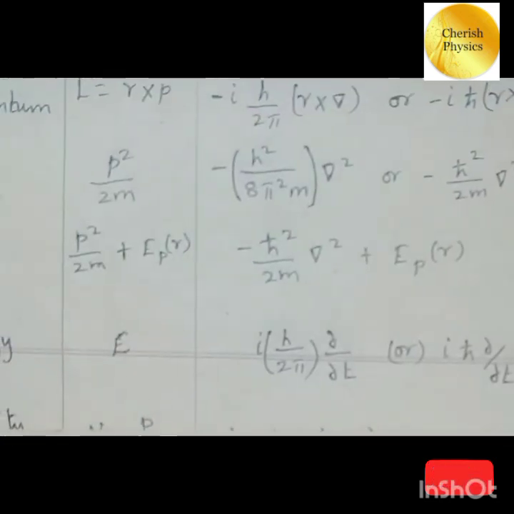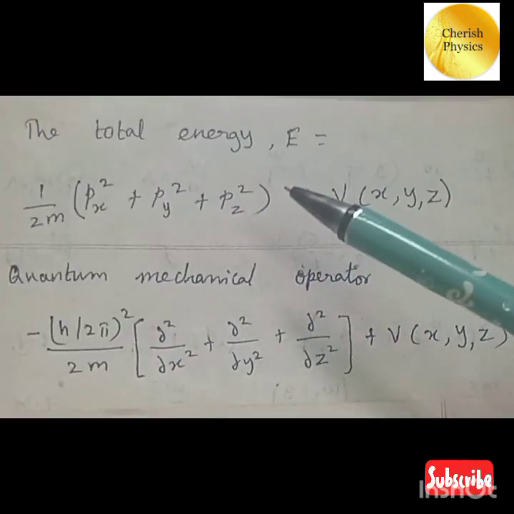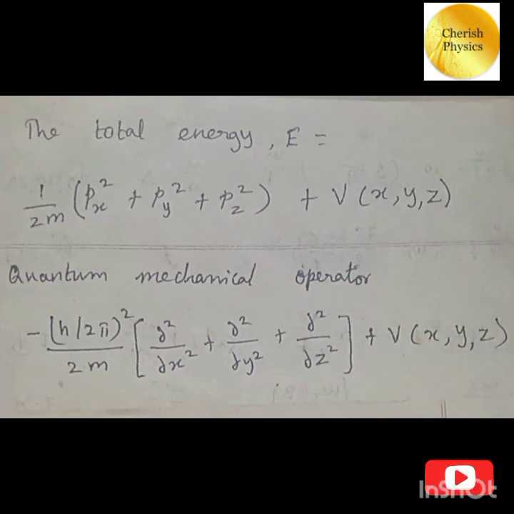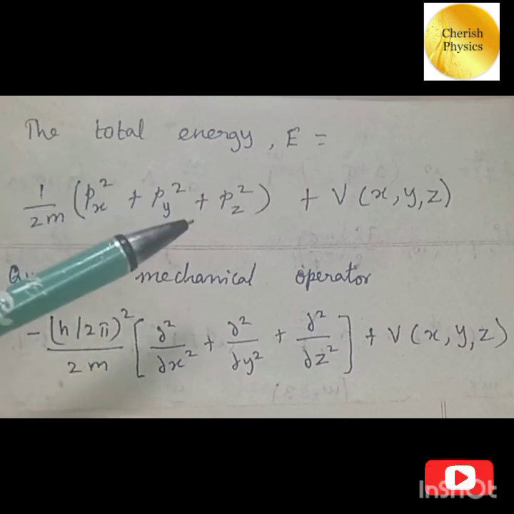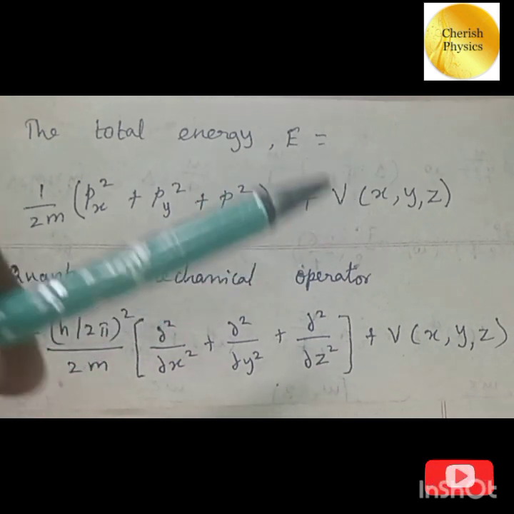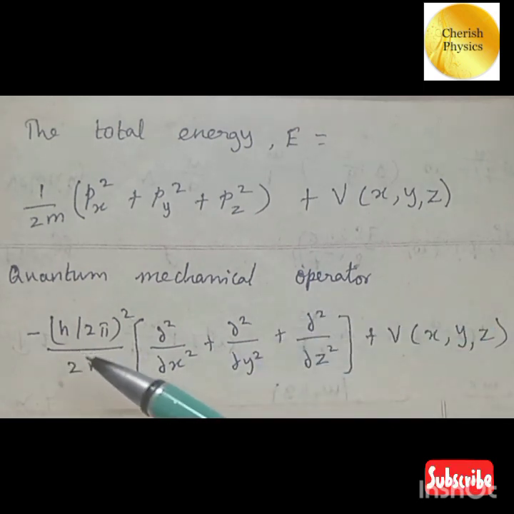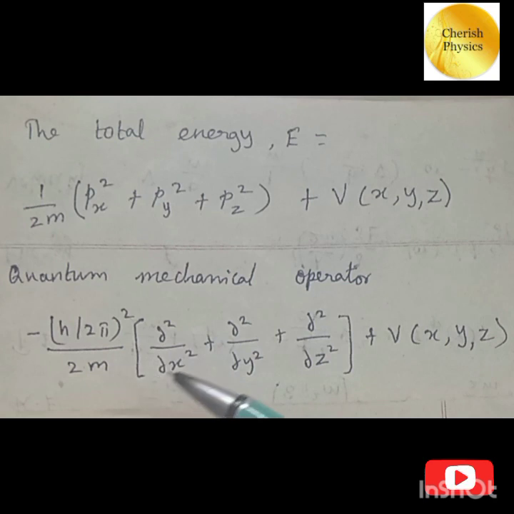And another formula we have to keep in mind is the energy formula in terms of time derivatives. Total energy equation for all the three components x, y and z. In classical representation, it is 1 by 2m px squared plus py squared plus pz squared plus V of x, y, z. This is the potential energy. Quantum mechanical operator, total energy can be written as minus h by 2 pi the whole squared by 2m into dou squared by dou x squared plus dou squared by dou y squared plus dou squared by dou z squared plus V of x, y, z.